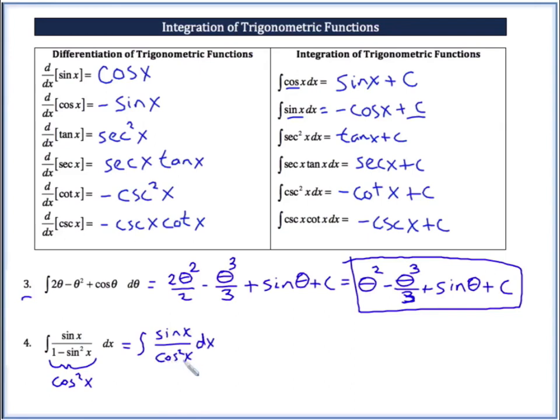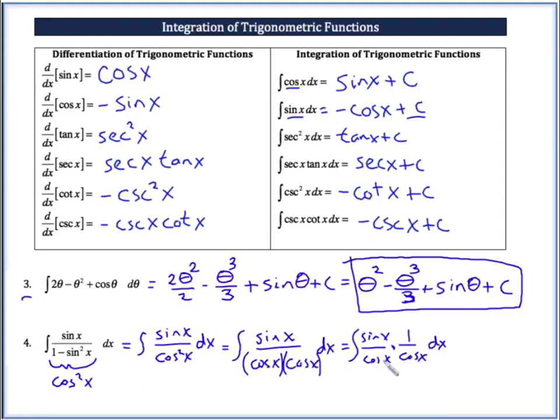Okay, so now we have sine x over cosine squared x. Okay, well, none of this stuff talks about cosine squared x. So let's actually just rewrite this now as sine x over cosine x times cosine x. Now, let's think about this. Since we have all multiplication, we can separate this out. And so I'm going to actually write this as sine x over cosine x times 1 over cosine x.